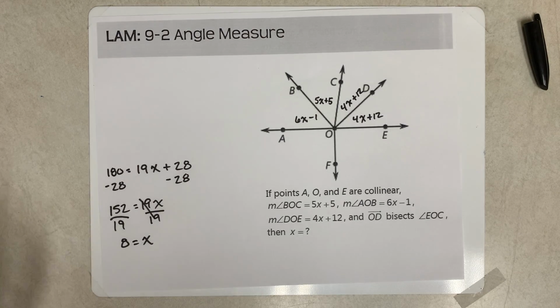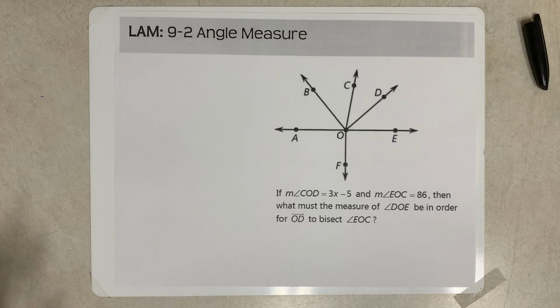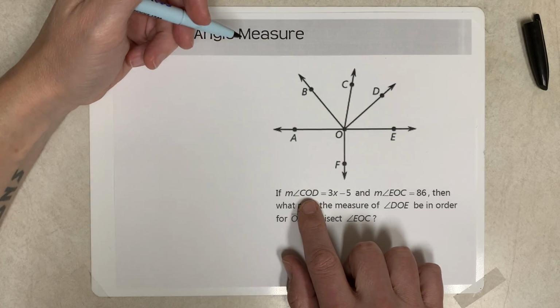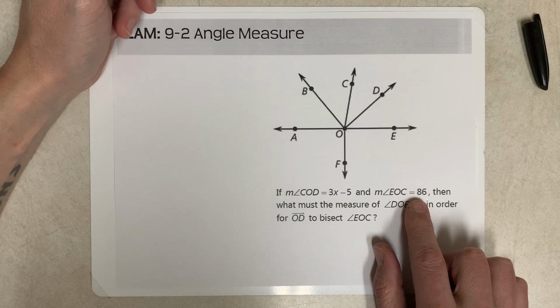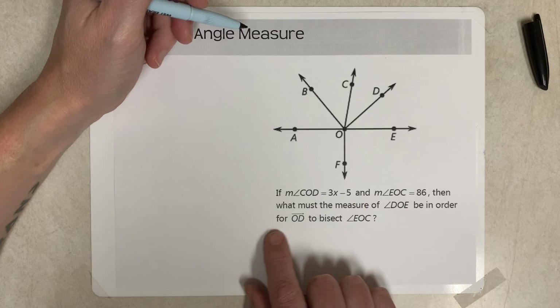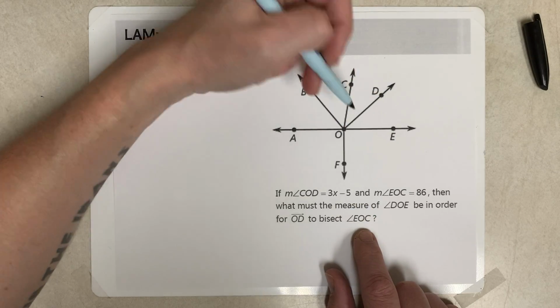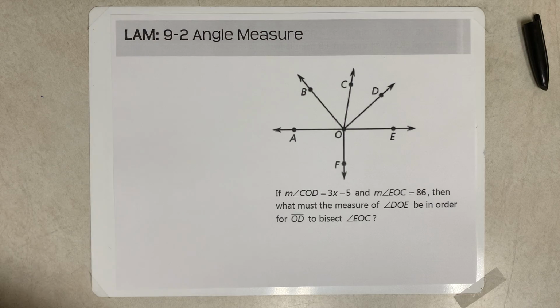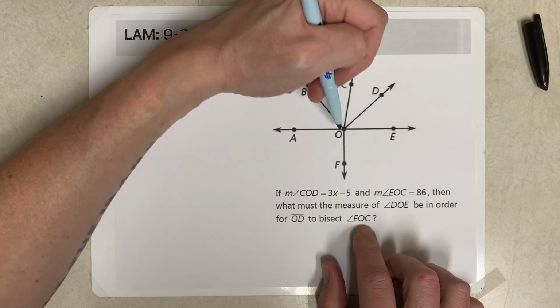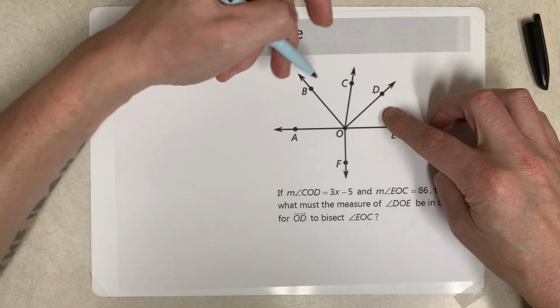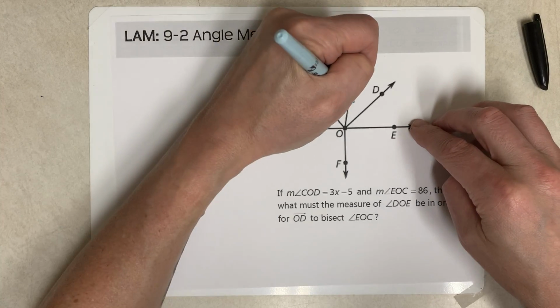All right. So now, we have this one here. This one says if measure of angle COD is 3x minus 5 and EOC is 96, then what must be the measure of DOE in order for OD to bisect EOC? Okay, so that one looks kind of complicated, so let's break that one down a little bit. What we want is we want OD to bisect EOC, which means we want these two to be the same. Okay, so it's saying that COD is 3x minus 5.